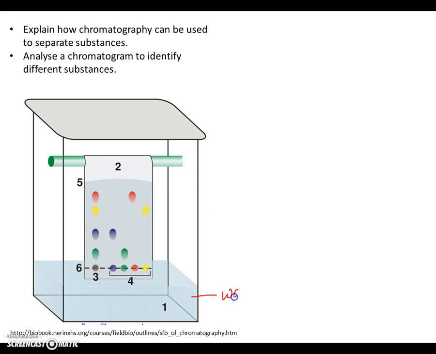Normally this is water in the chromatogram, but the formal name of this is the mobile phase. Mobile because it moves, and then here this is a piece of paper, normally filter paper. In this case it's called the stationary phase.